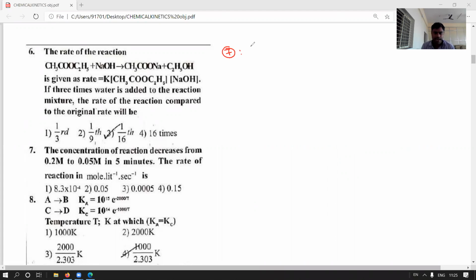The concentration of reactants decreased from 0.2 molar to 0.05 molar in a 5 minute duration. Then they asked the rate of reaction. We know theoretically what the rate is: rate is nothing but the change in the concentration.